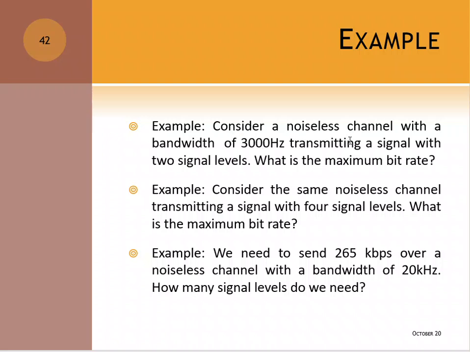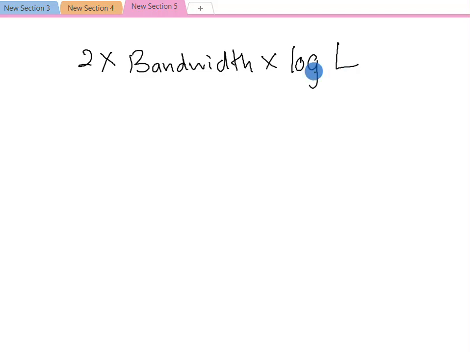Consider a noiseless channel. Biasa soalan akan mention noisy or noiseless channel. With a bandwidth of 3000 Hz transmitting a signal with 2 signal levels, what is the maximum bit rate? Just apply the formula. The formula is 2 times bandwidth times log L to the base of 2.